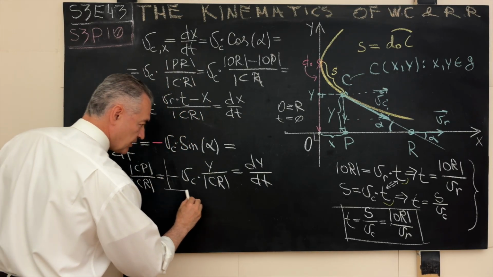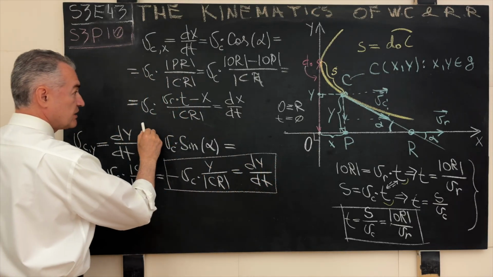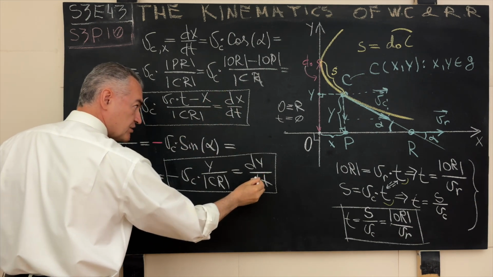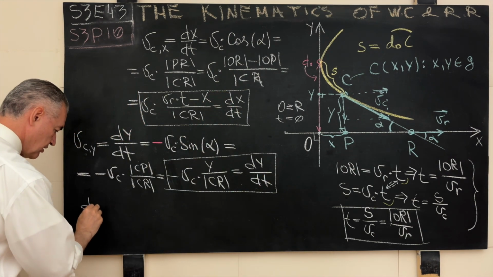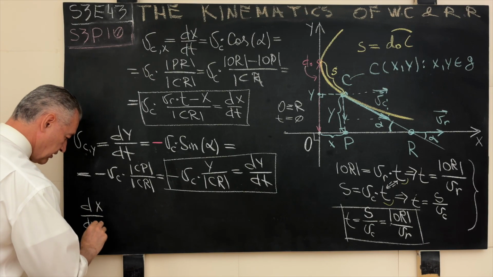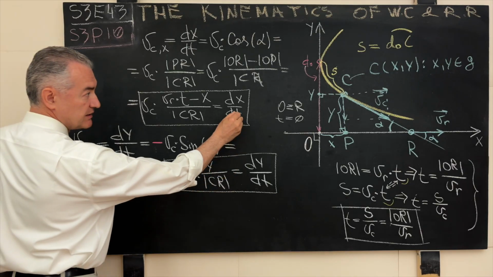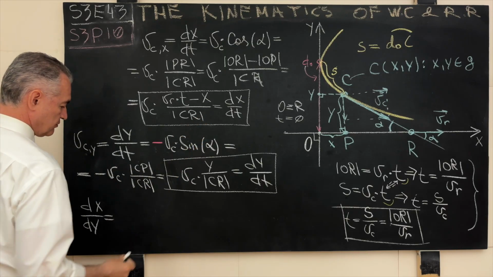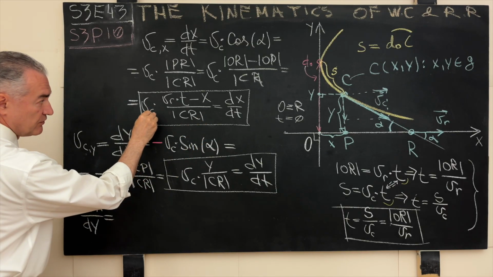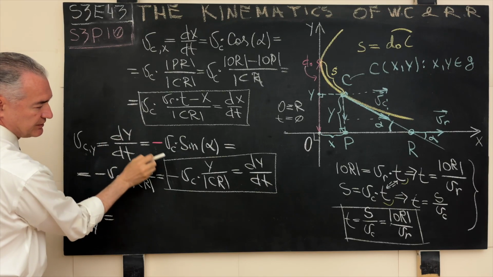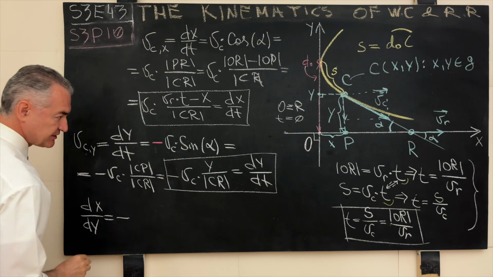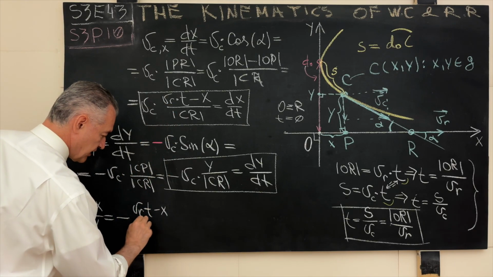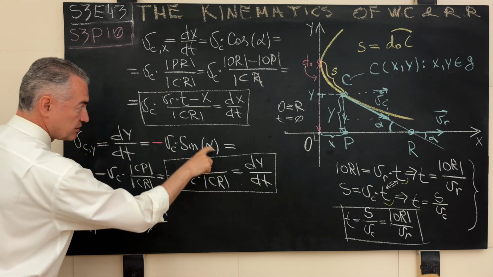So now we take this equation, and we take this equation, and if we divide this equation by this equation, what will happen? Let's write it down over here. dx divided by dy is equal to, dt and dt cancel out, CR and CR cancel out, and what will we have? The velocity of the chaser here and here will cancel out, so the minus sign will survive. Here we have VR times t minus x divided by y. Remember, CR and CR cancel out.